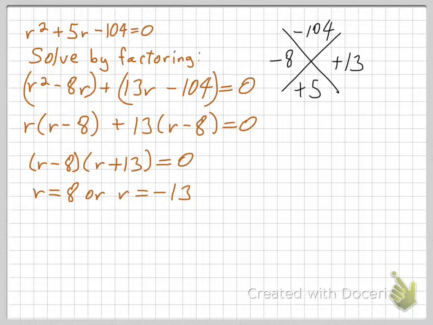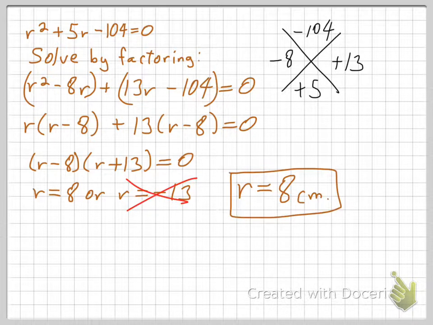So we have r equals 8 or r equals negative 13, okay? And since this is a radius, we can't have a negative distance for a radius, and so that answer is not going to make sense. So our answer is r equals 8 centimeters. Okay, so that's solving by factoring.